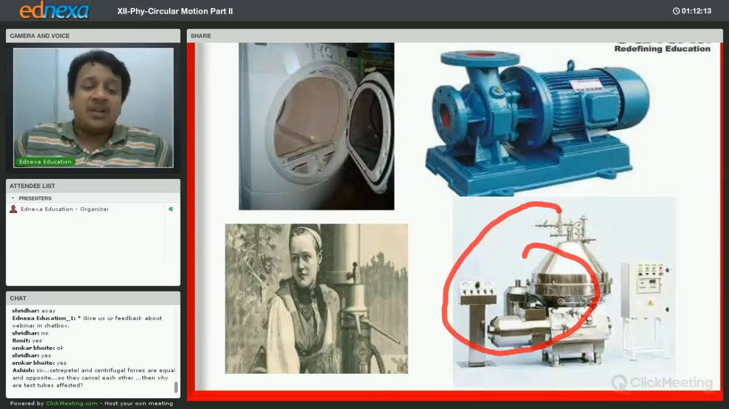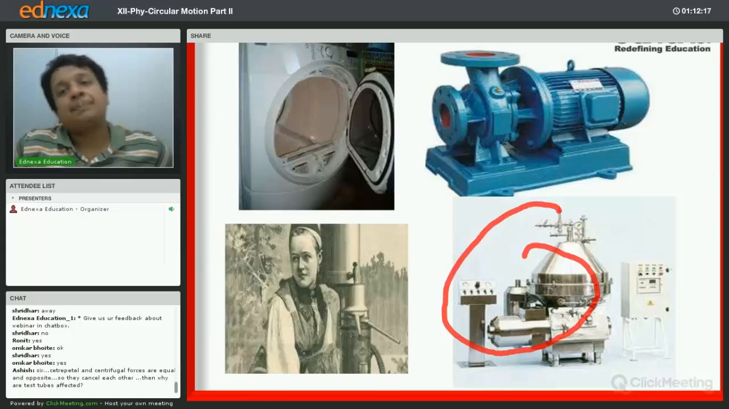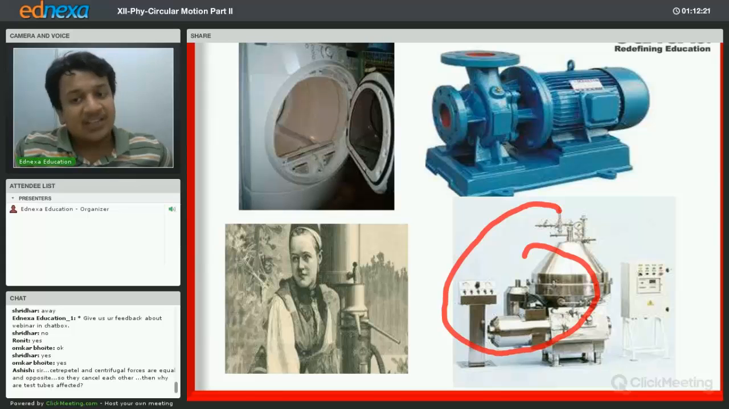One question: sir, centripetal force and centrifugal force are equal and opposite, so they cancel each other. No. Why will they not cancel each other? Because centrifugal force is a reaction force, my dear friend. Centrifugal force is because of reaction. So whenever there are action and reaction forces, they will not get cancelled.